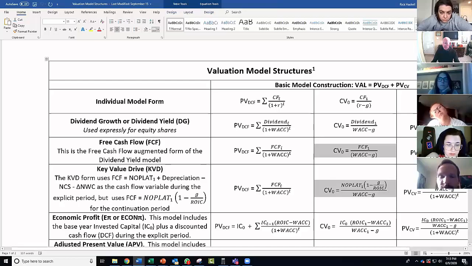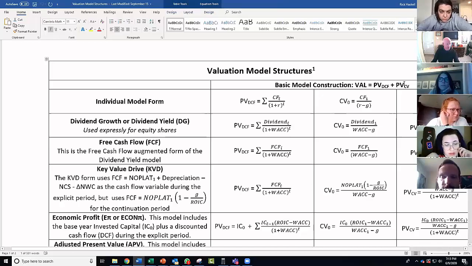And then we take whatever that is and we discount it back to today. So in each case, we have the present value of the discounted cash flow plus the present value of the continuing value. The only difference is that the continuing value is articulated slightly differently. Otherwise, they're the exact same models. Does that make sense?